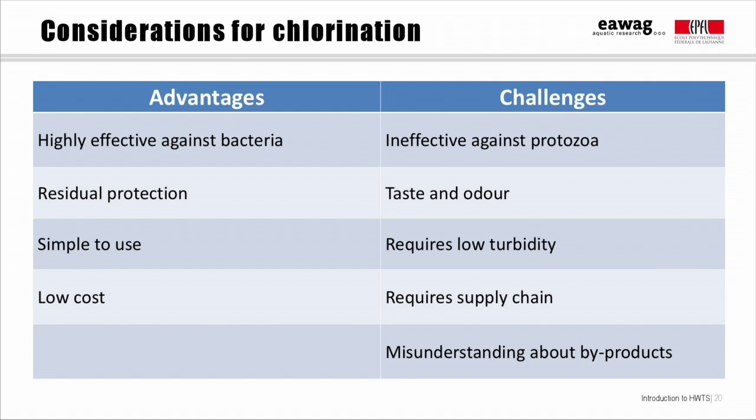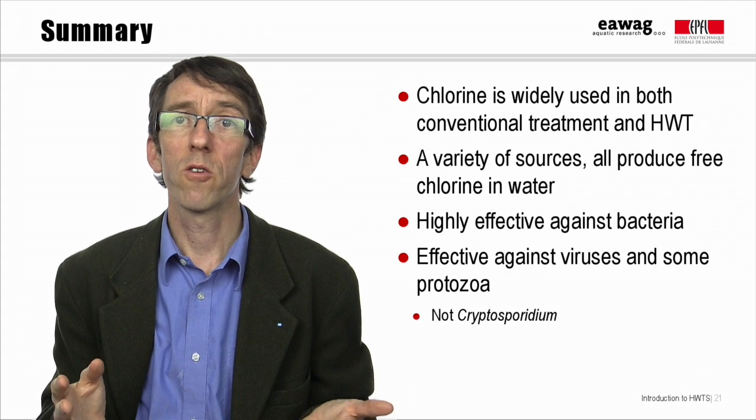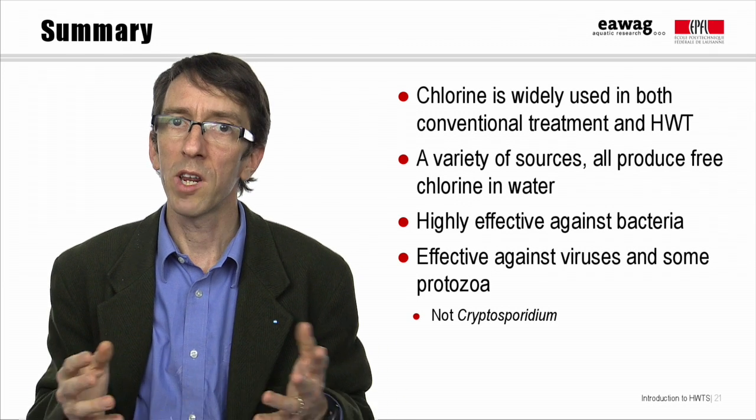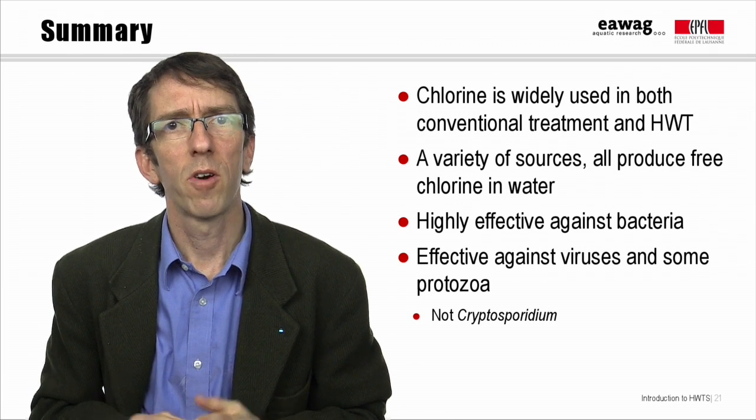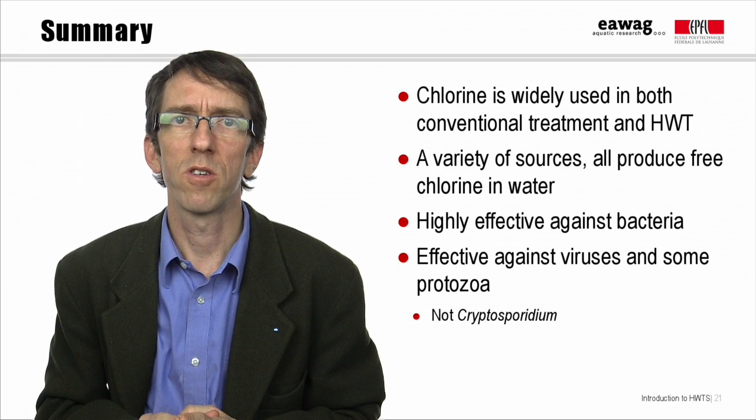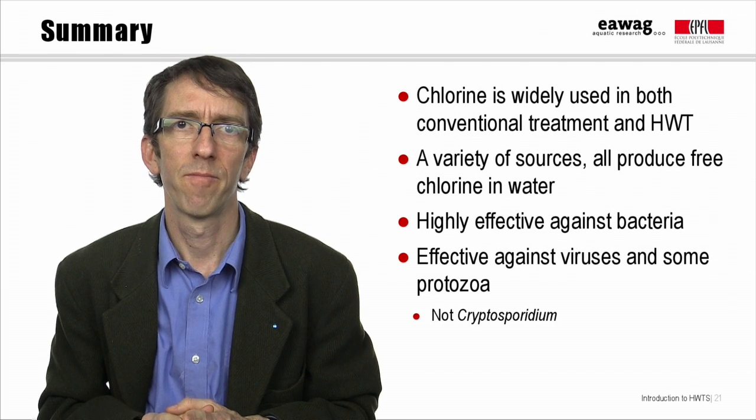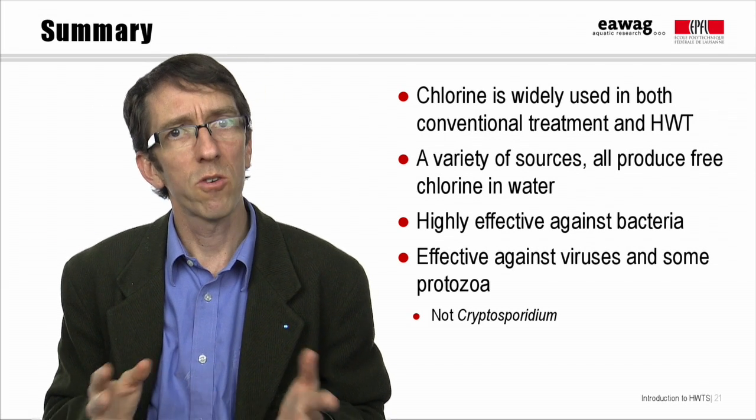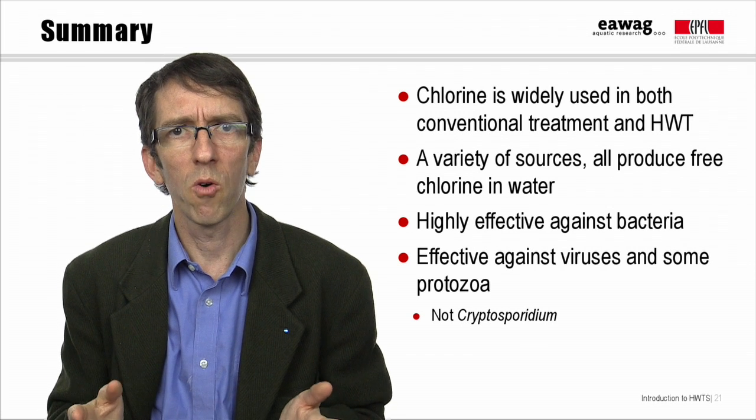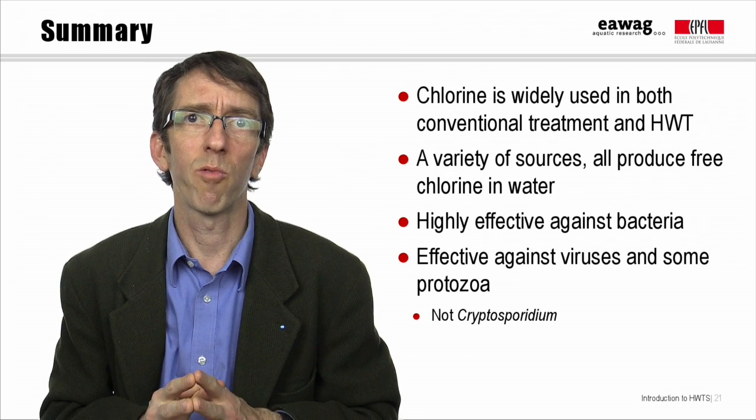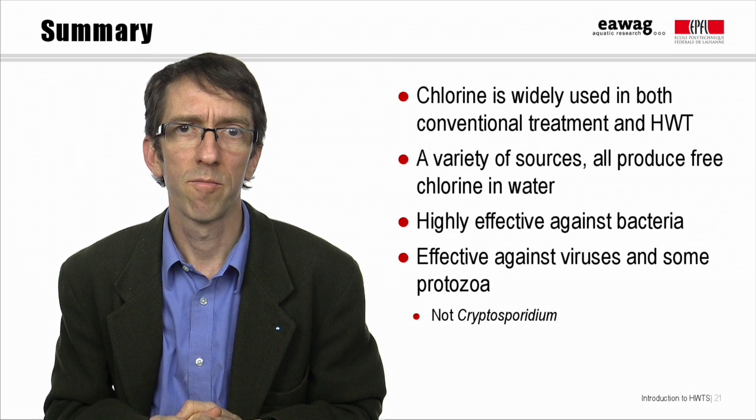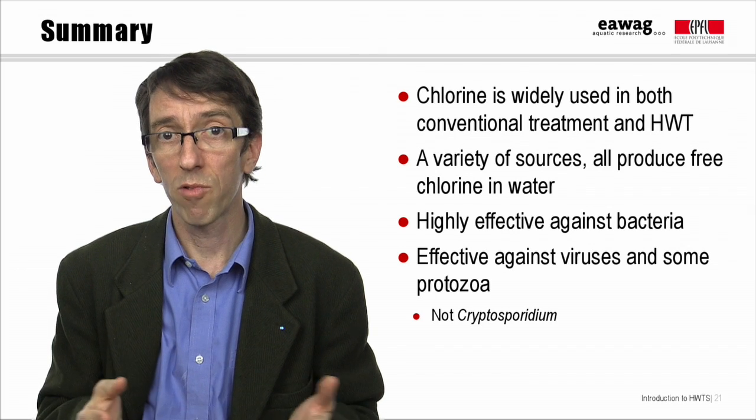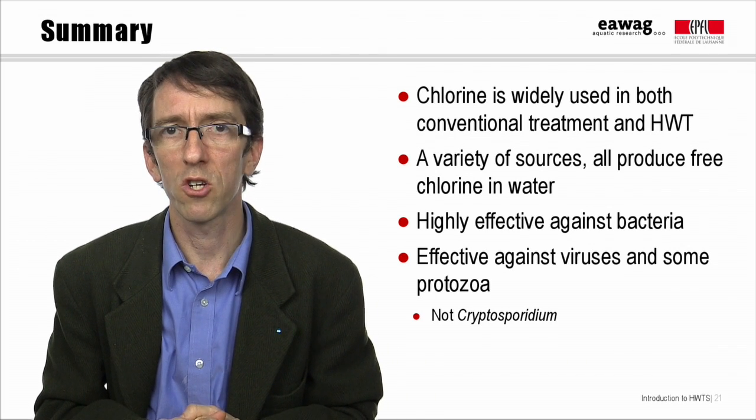chlorination programs. So in summary, chlorine is a widely used disinfectant in both conventional treatment and household water treatment. Chlorine can be obtained from a wide variety of sources, but all of these produce free chlorine in water, which is the active disinfectant. Chlorine is highly effective against bacteria, including Vibrio cholerae, and also is effective against viruses and some protozoa, but is not effective against Cryptosporidium, which is a major cause of disease. Cryptosporidium cysts are larger and should be removed through filtration processes, especially following coagulation and flocculation.